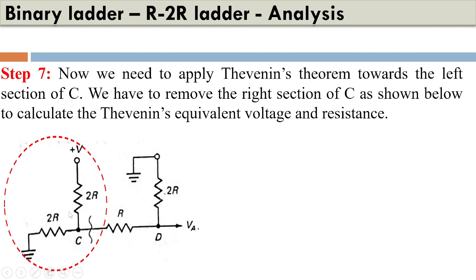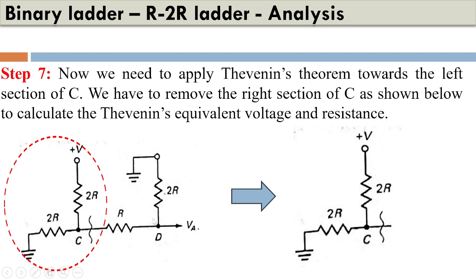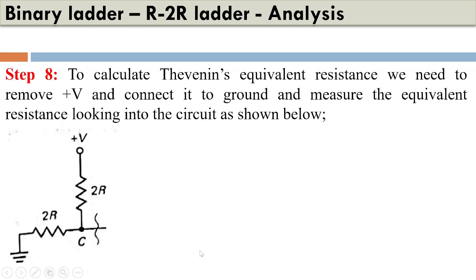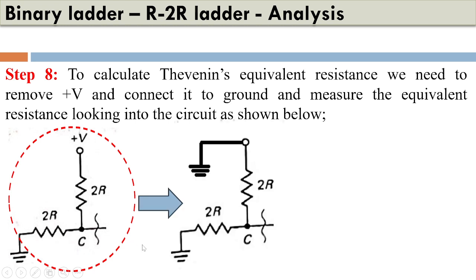So what we will do is we will try to sever this, and once we sever this, the right hand side will not be there, and we will now try to analyze this particular circuit. Now once we do the analysis, as this is again a simple network comprising a resistive network, we will first assume that we are going to measure the Thevenin's equivalent resistance.